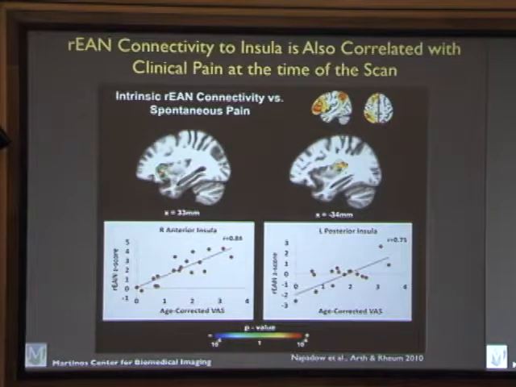So another interesting phenomenon was that we found that this right executive attention network, which was more activated in patients than controls, was also correlated with the amount of pain that the patient was in at the time of the scan. So the greater the pain, the greater connectivity between this executive attention network and, again, the insula.